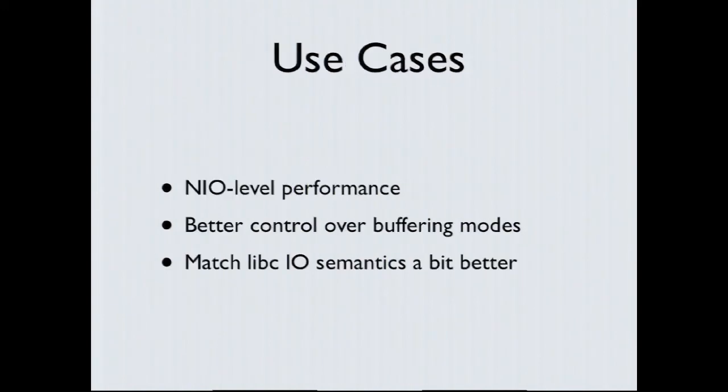So use cases for this. Well, obviously you can have raw NIO level performance on top of this stuff and not have to worry about the buffering characteristics of whatever stream you're using. Better control over how the buffering works and how syncing happens. And if you need the sort of semantics that libc gives you, this is much closer to it than any of the Java I/O classes.